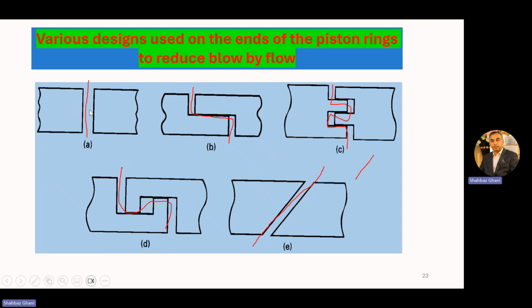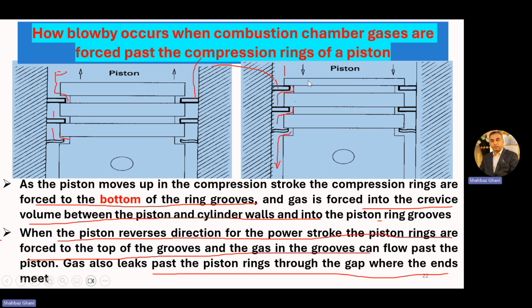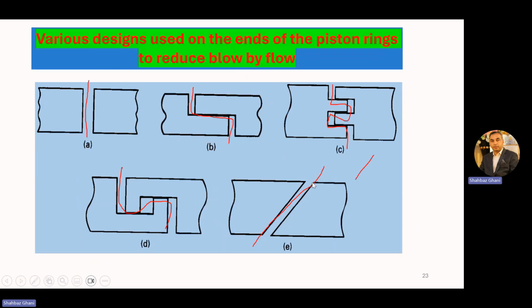Butt gap is the gap between the piston rings when placed in a cylinder. That gap is known as butt gap. It has to be minimized. So there should be no passage for the compressed gases, the exhaust gases, or the residues to pass through the piston. So one was this area, and one was this area, and second was this. The most commonly used rings in the modern automobile engine are this E-type.